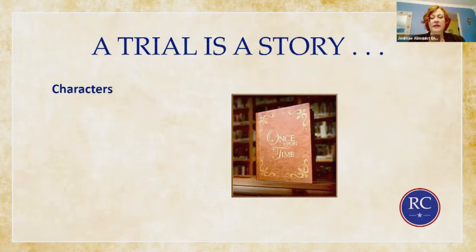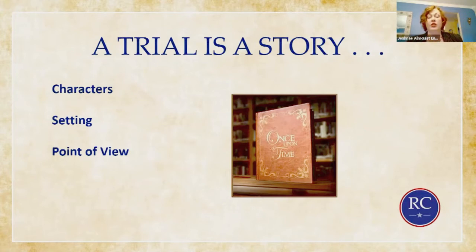Just like a story, a trial has characters that are very important. A trial has a setting. You have to talk about where a crime happened or where a contract was signed and the circumstances surrounding it. Just like literature, there is a point of view. Everyone who is a witness on the stand and every lawyer is telling the story from a particular perspective, and you want to convey that story to your jury.